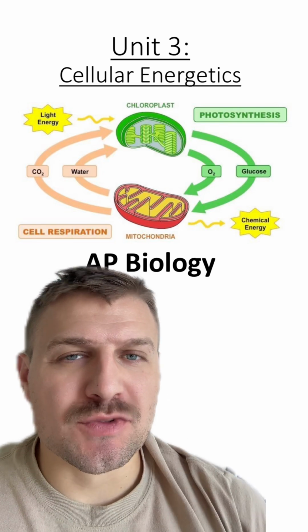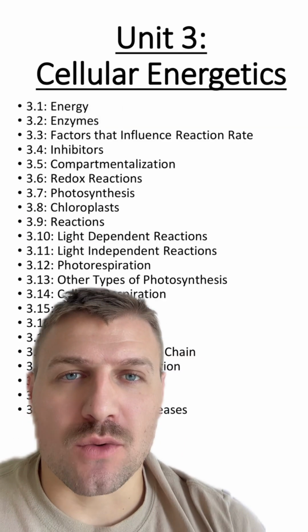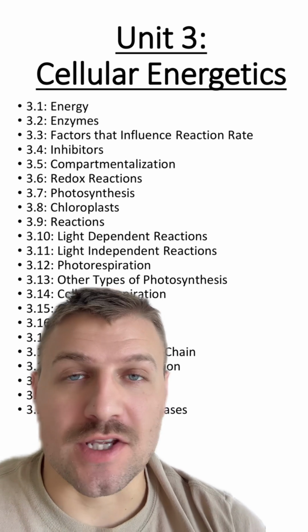Hello AP Biology students, we're going to go over the 8th section in Unit 3. And in this section, we're going to cover the organelle where photosynthesis occurs, which is known as the chloroplast.